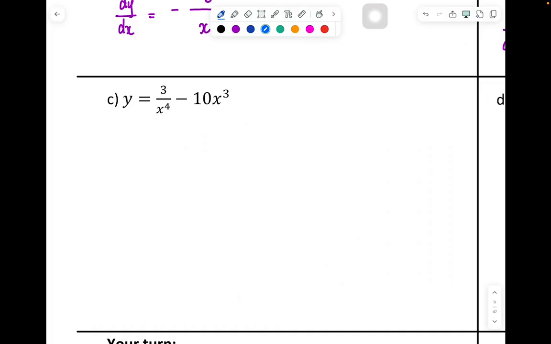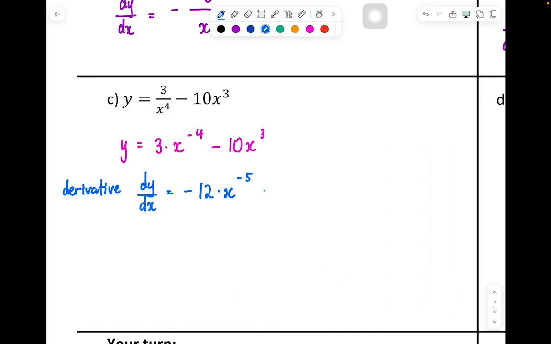In this particular question here, our x to the power of 4 is in the denominator. So we want to make sure we bring everything up into the numerator first before we differentiate. So in this next line, I'm going to rewrite y, which means that I am not differentiating just yet. Now I'm going to find the derivative, because the equation of y is in an ideal format. So we take the power, multiply it at the front, we get -12, and we subtract the power by 1.